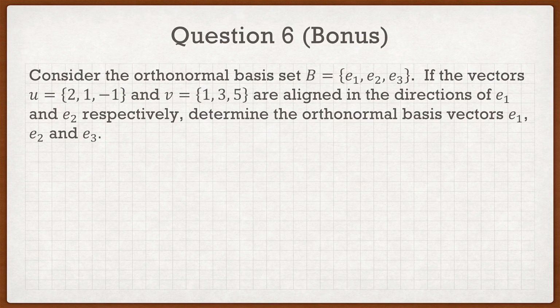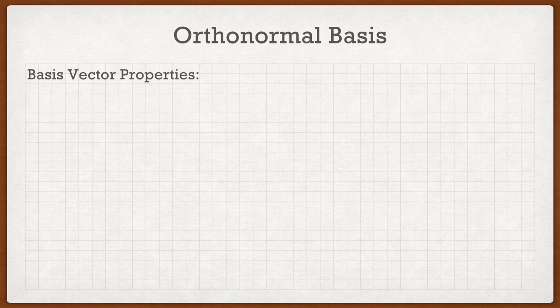If the vectors u, which is equal to (2, 1, -1), as well as v, which is equal to (1, 3, 5), are aligned in the directions of e1 and e2 respectively, determine the orthonormal basis vectors e1, e2, and e3. So to do this, we're going to utilize the properties of an orthonormal basis. There are two big properties that you guys are going to need to know, which will help us solve the question.